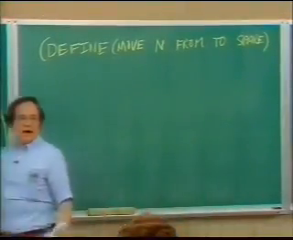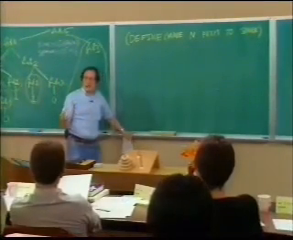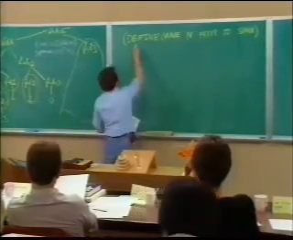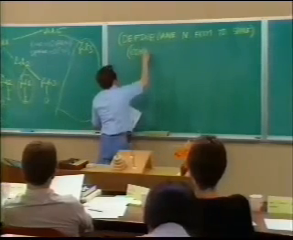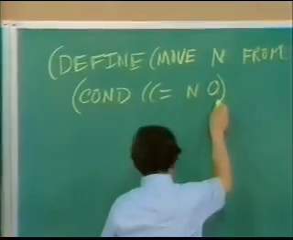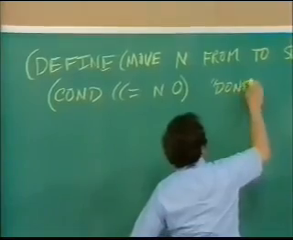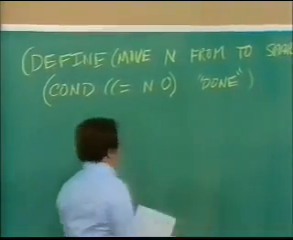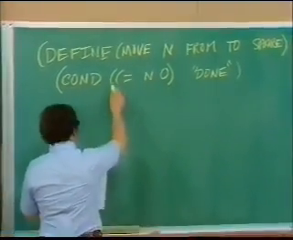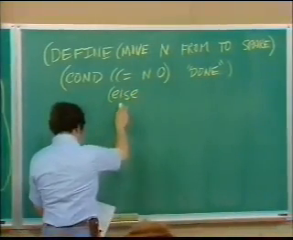Well, I've got 2 cases, and this is a case analysis, just like in all the other things we've done. If n is 0, then I'm going to put out some answer. Done, we'll say. I don't know what that means, okay? Because we'll never use that answer for anything. We're going to do these moves. Else, I'm going to do a move.